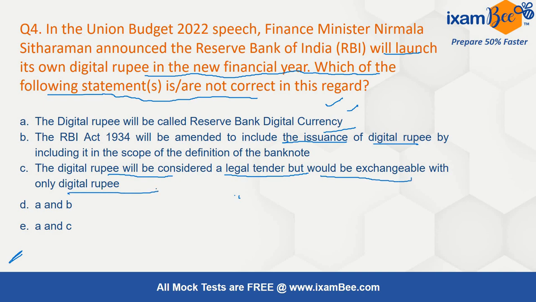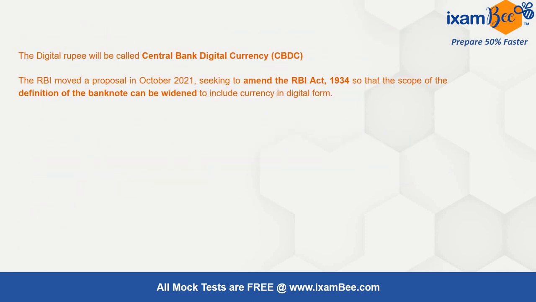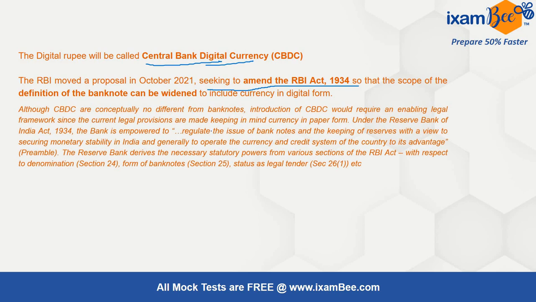This logically looks incorrect. So A and C both are incorrect because the name given to this is Central Bank Digital Currency, CBDC. RBI moved a proposal in October 2021 to amend the RBI Act so as to widen the definition of the banknote. As of today, the preamble of RBI, if you become an RBI Grade B officer, you will actually remember this preamble. It is asked often here and there. Every RBI person shall know it. It is like the constitution of India for us. The constitution has a preamble. So all the things in RBI go around this preamble.